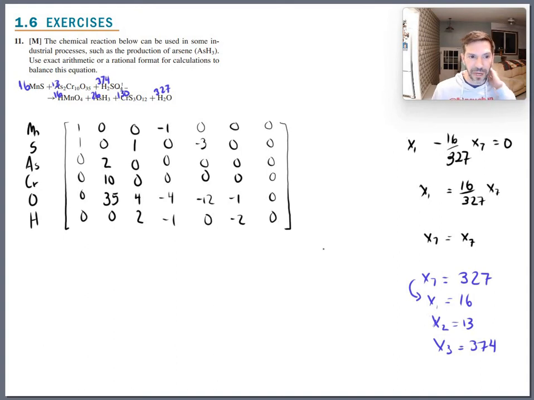Okay, so kind of a big, messy matrix, but it comes down to the solution. Definitely a solution you would not want to work out just by guess and check. So that's number 11. Let's move on to number 13.